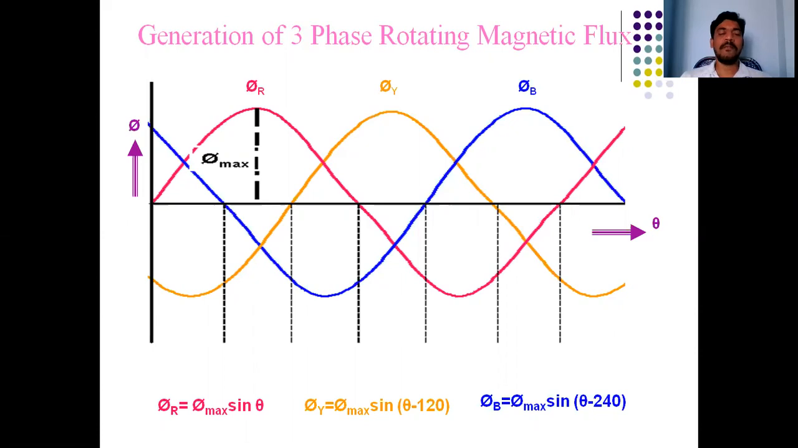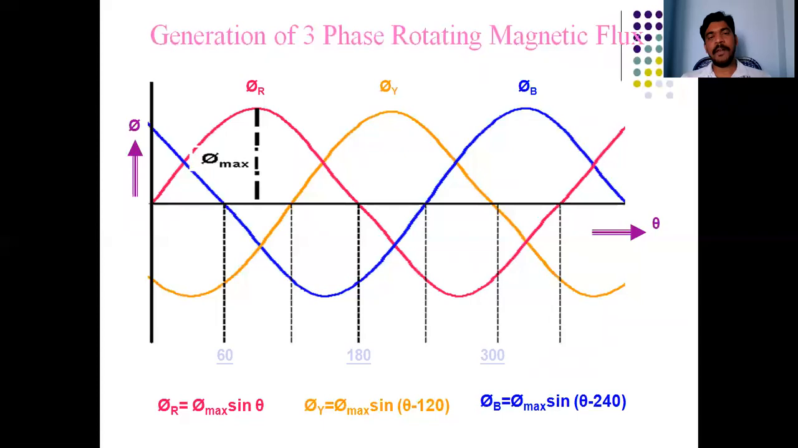So φR is φmax sin θ, φY is φmax sin(θ minus 120), φB is φmax sin(θ minus 240). These three fluxes have a 120 degrees phase shift.